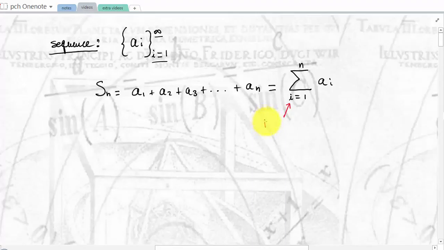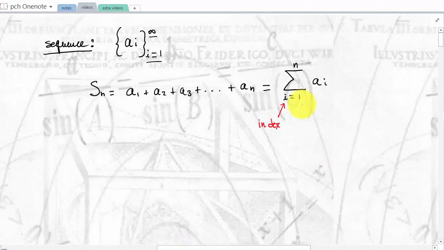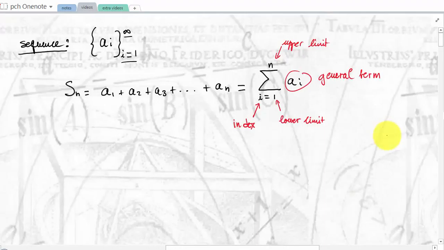i is called the index of summation or the dummy index. 1 is called the lower limit of summation. n is called the upper limit of summation. Lower and upper. And a_i is called the general term of summation. We also use the word argument or the word summand. So general term, argument, summand, same thing.